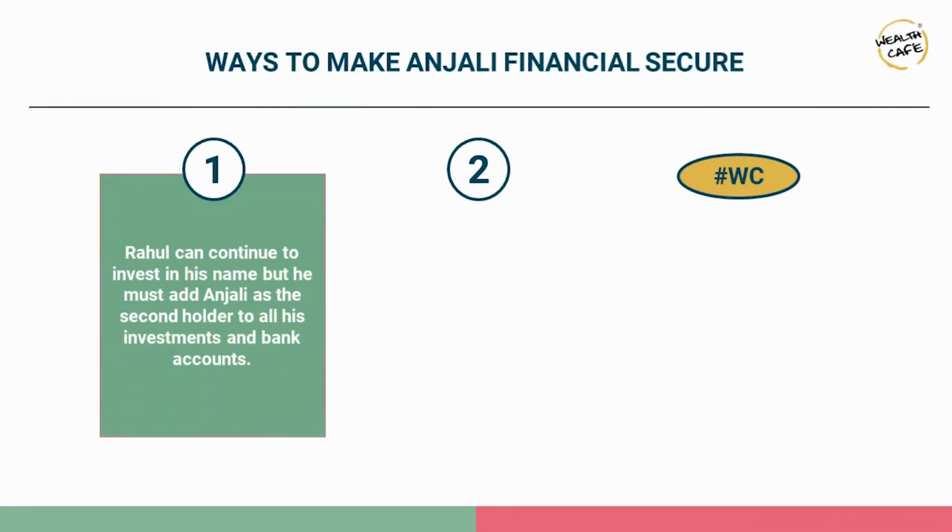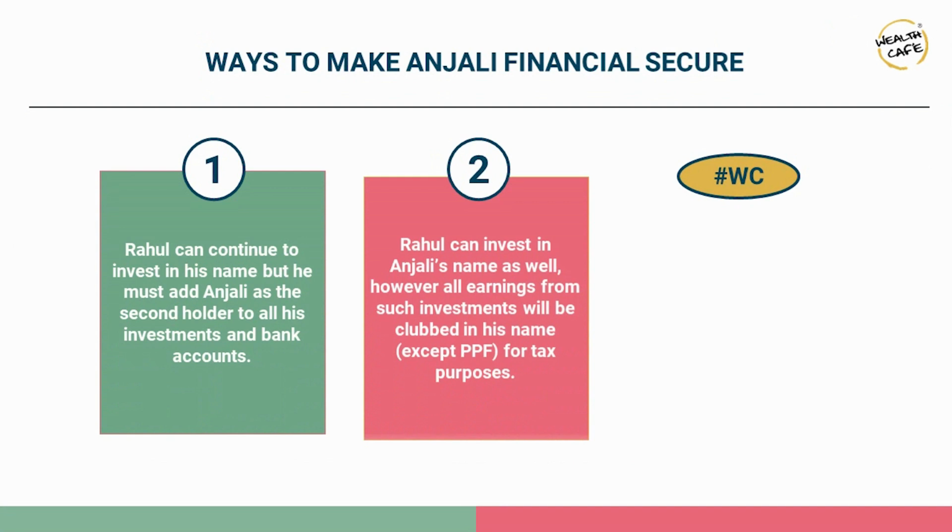What Rahul can do to make Anjali feel more secure is that he must add Anjali as a second holder in all his investments, be it debt or equity. He must have Anjali as a second holder in all his investments and in his bank accounts as well. Given that Rahul is the sole earner, and if as a couple they decide that he will still want to invest some portion of his savings in the name of Anjali, he can still go ahead and do that, so that some investments are with Rahul as a first holder and Anjali as second, whereas a balanced part of the investments are with Anjali as the first holder and Rahul as the second.